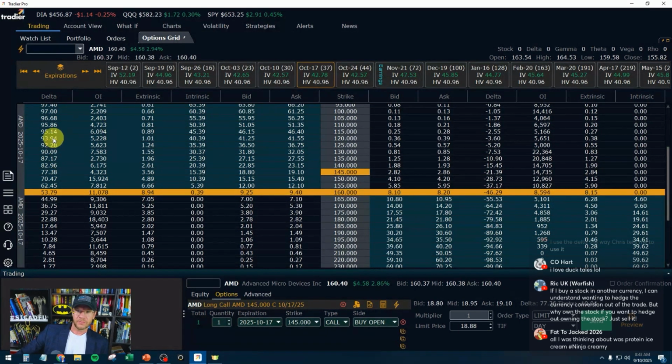Now, whenever you're starting with an 80 delta, you're already saying, you know what? Basically, 80% chance that this will be in the money if I held it all the way to expiration.